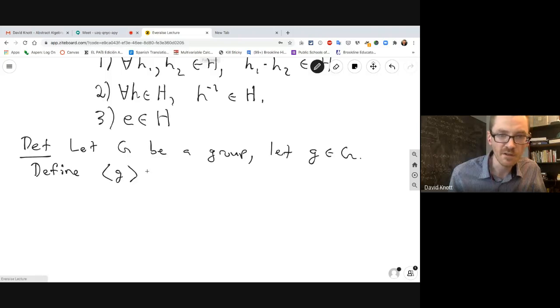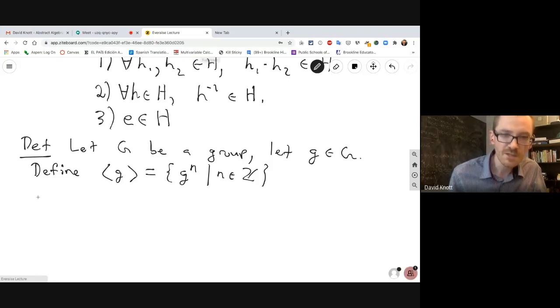So what is this thing? This object is a set. It's the set of all powers of g. So it's g to the first, g to the second, g to the third, it's also g to the 0, it's also g to the -1, g to the -2, all integer powers of g. That's what this thing is. So if you want to write it in fancy set notation, that's the collection of g to the n such that n is an element of Z, the integers. So it's all integer powers of g.